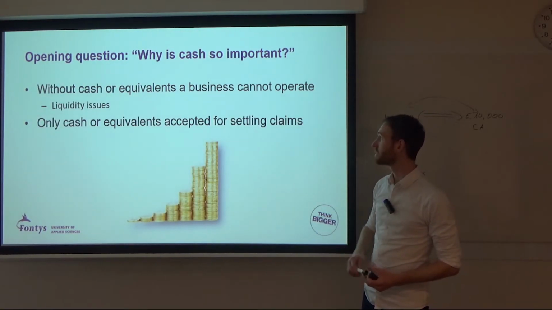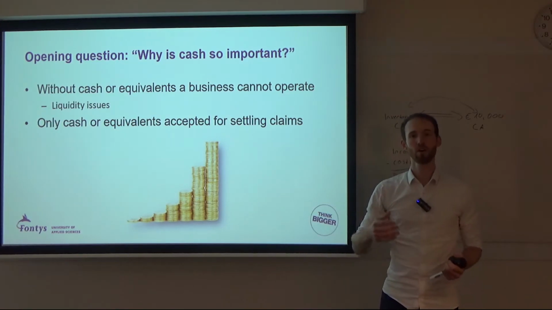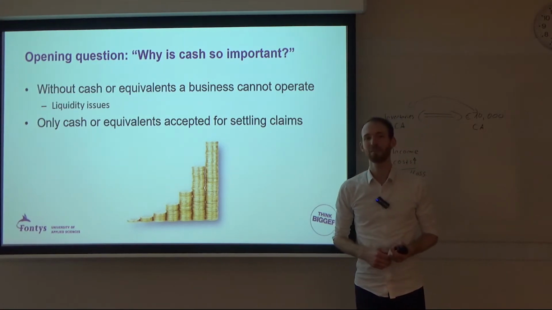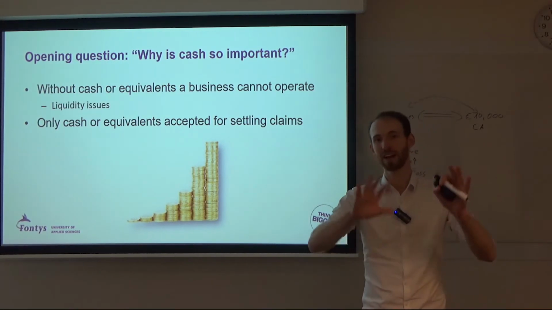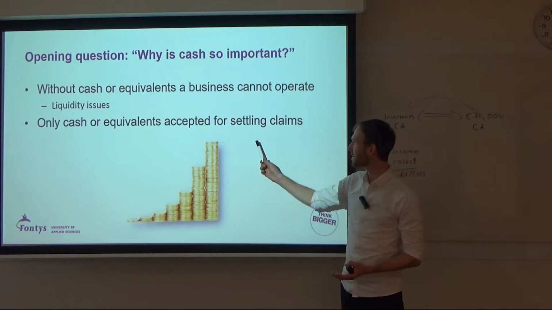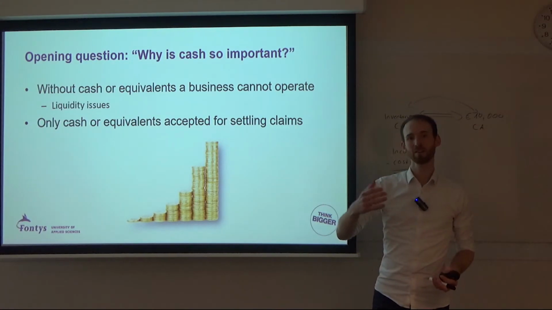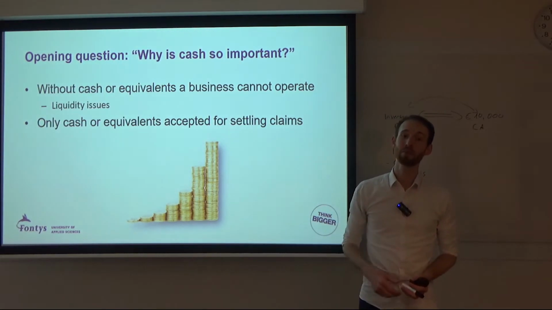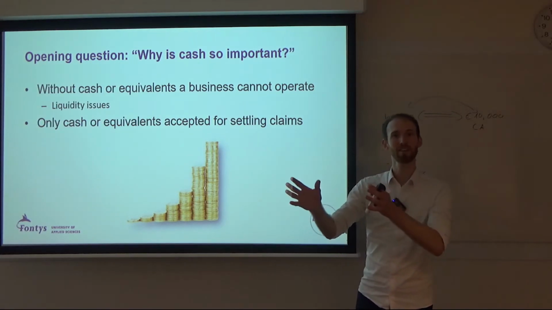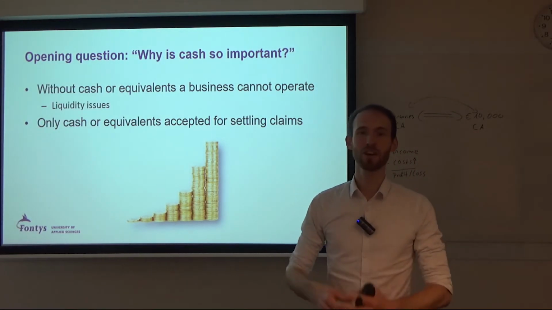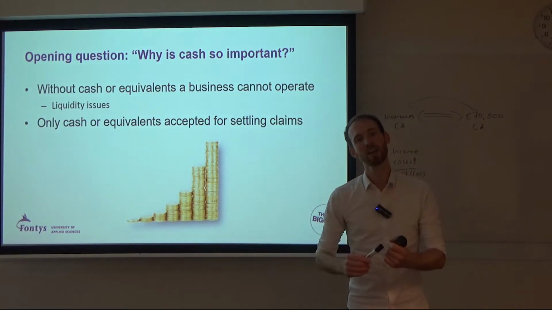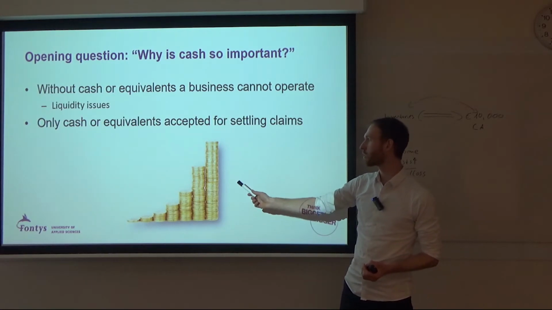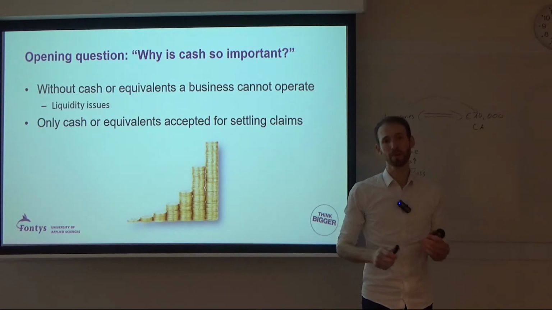Only cash or cash equivalents are accepted for settling claims. So if we have a business partner and we're buying, let's say, the chocolate for our ice cream, because we're the Fontys Manufacturing ice cream shop, like we said the last times, we can only pay our business partners with cash. We can't trade a chicken or a computer for the chocolate, but we can only give them cash or money to settle our claims. That's why it's so important to be liquid, to have enough money to actually operate.